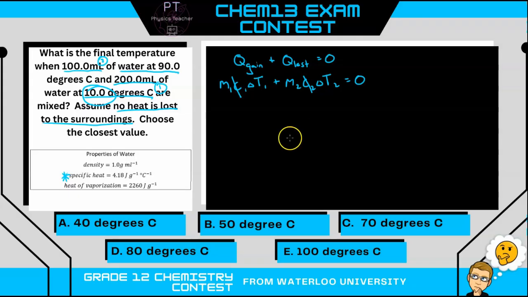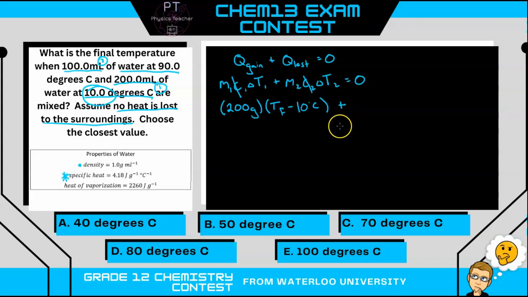You can't do that. All right, so mass 1. Now, it doesn't directly give us mass. It tells us 200 milliliters, but it's saying use density for water as 1 gram per milliliter. So that would be equivalent to 200 grams. Now, the change in temperature is always final minus initial. But we don't know what that final temperature is. That's what we're looking for. And its initial temperature was 10 degrees Celsius.